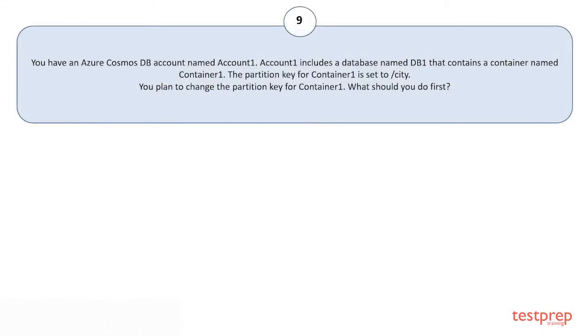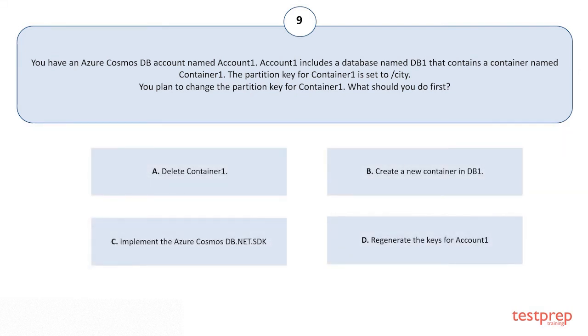You have an Azure Cosmos DB account named Account1. Account1 includes a database named DB1 that contains a container named Container1. The partition key for Container1 is set to /city. You plan to change the partition key for Container1. What should you do first? Your options are: A. Delete Container1. B. Create a new container in DB1. C. Implement the Azure Cosmos DB .NET SDK. D. Regenerate the keys for Account1. The correct answer is option B.